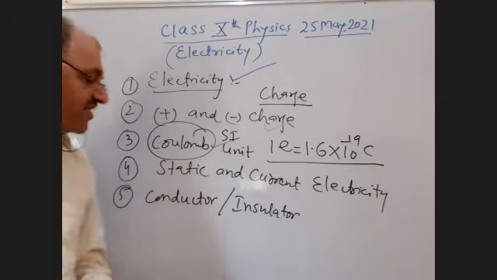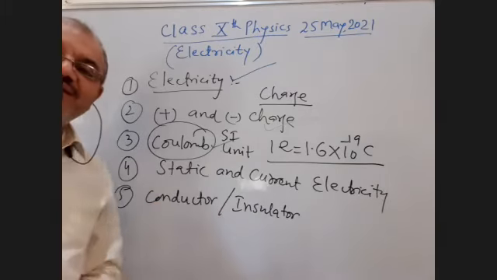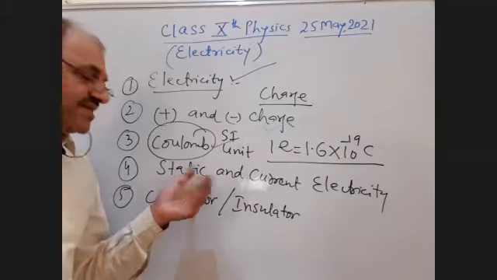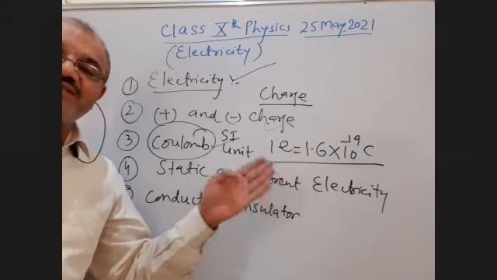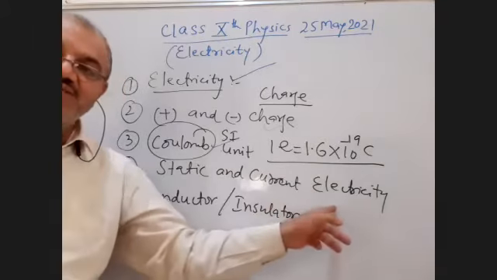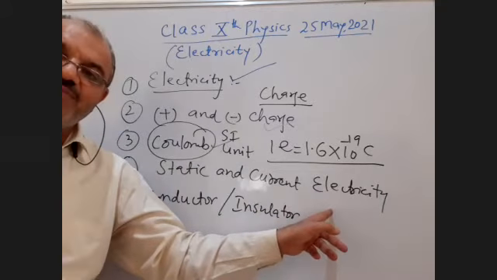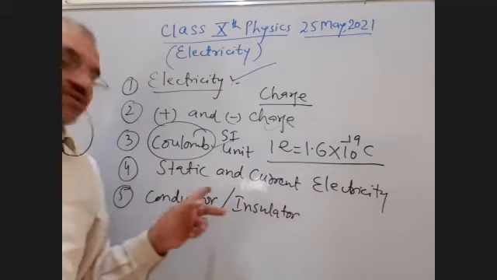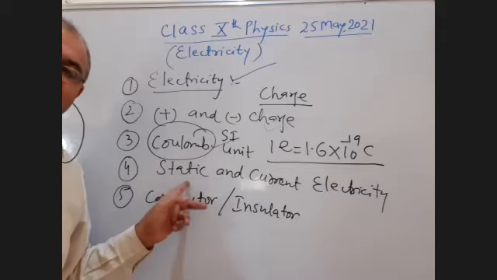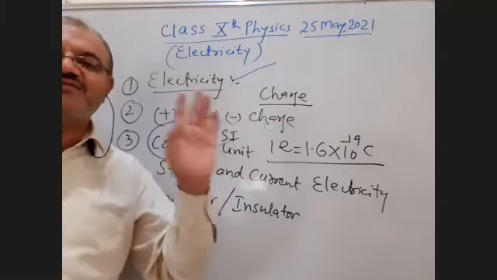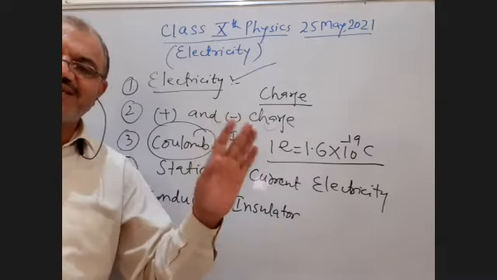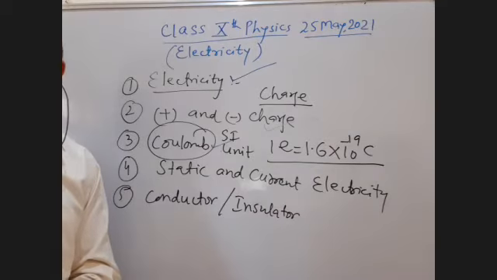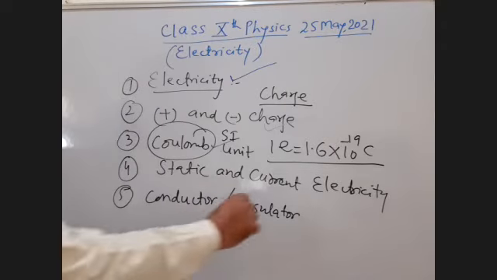Now the fourth term, static or current electricity. The electricity in which the charge is at rest or stationary is called static electricity. The electricity in which the charge is in motion is called current electricity. You should be very clear, it is a very important term. In static electricity, the charge is at rest; when charge is in motion, it is called current electricity. Now the fourth term is clear, student.